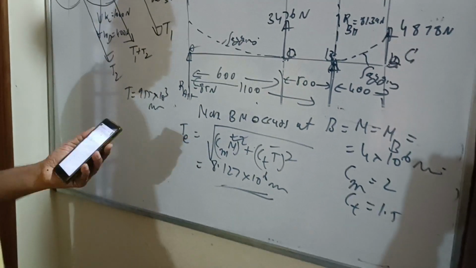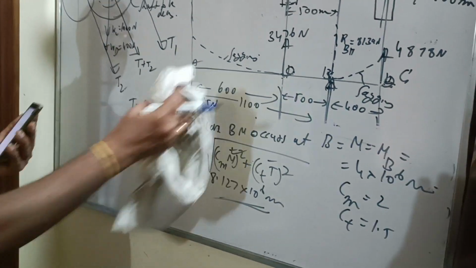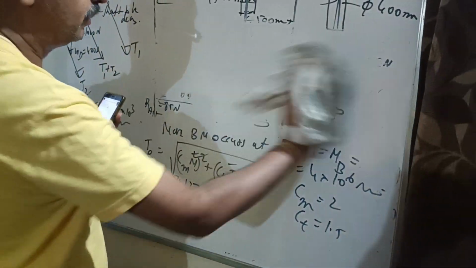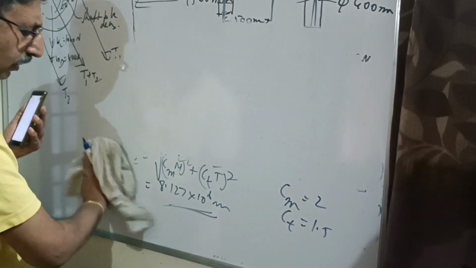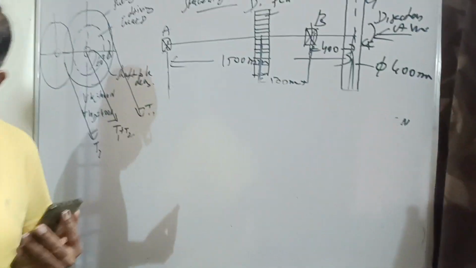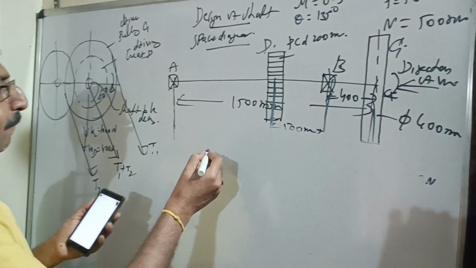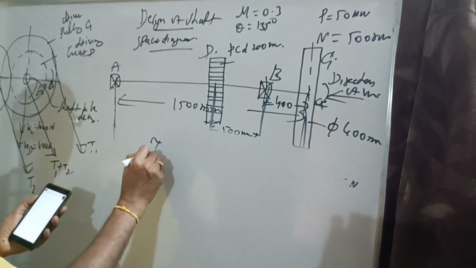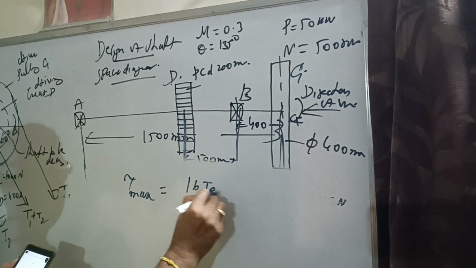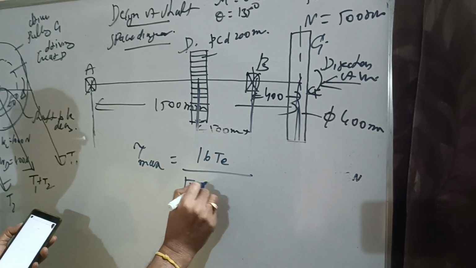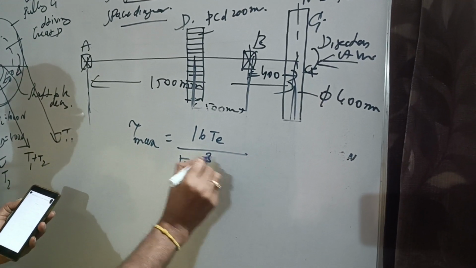Now I think this portion we can wipe, it is not required now. We already know all these things. Now we will come to the last part of the design. We have to find the maximum shear stress. What is tau max? It is 16 Te by pi d cube, because we are using a solid shaft here.